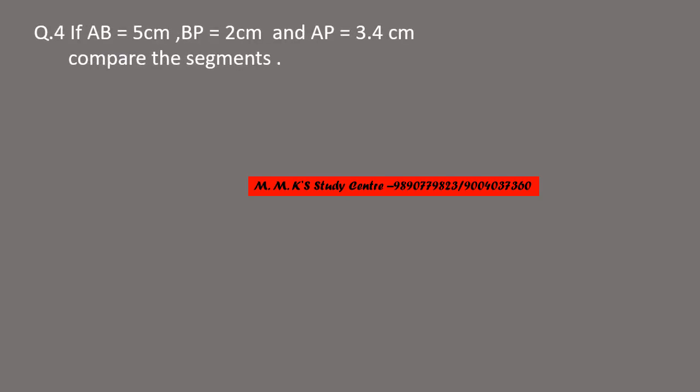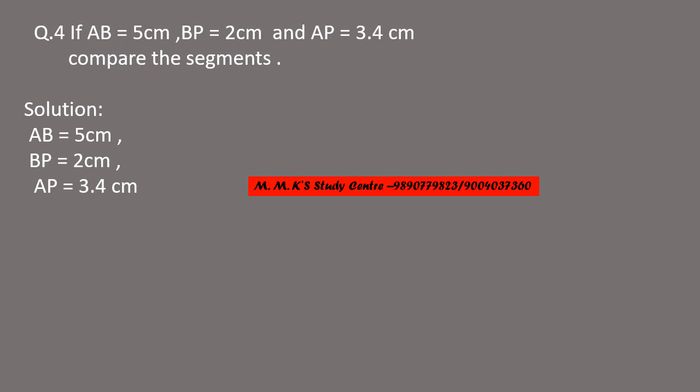Yes, children, we'll continue with the question number 5. It is the easiest question. So 3 measurements are given, AB, BP and AP. We have to compare the segments. Means we have to find out which segment is greater, which segment is smaller. So in solution, first of all, we'll write down all 3 measurements. AB 5, BP 2 and AP is 3.4.